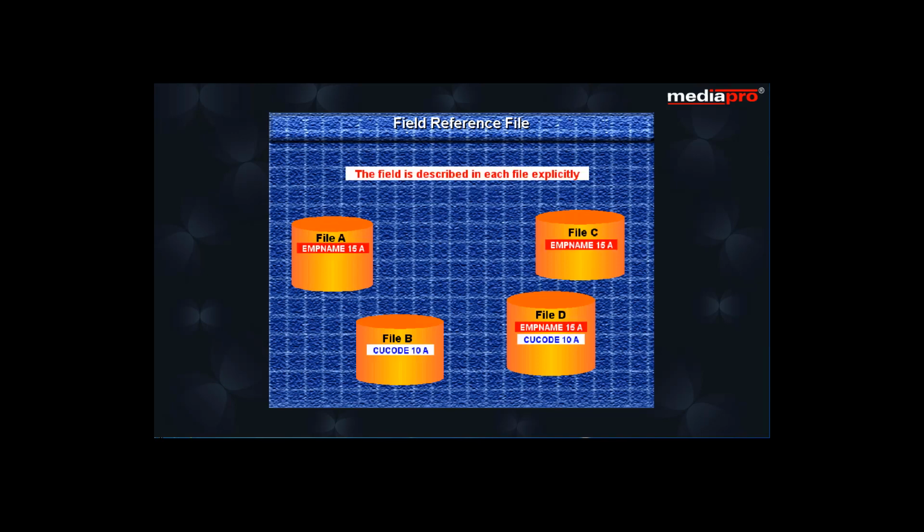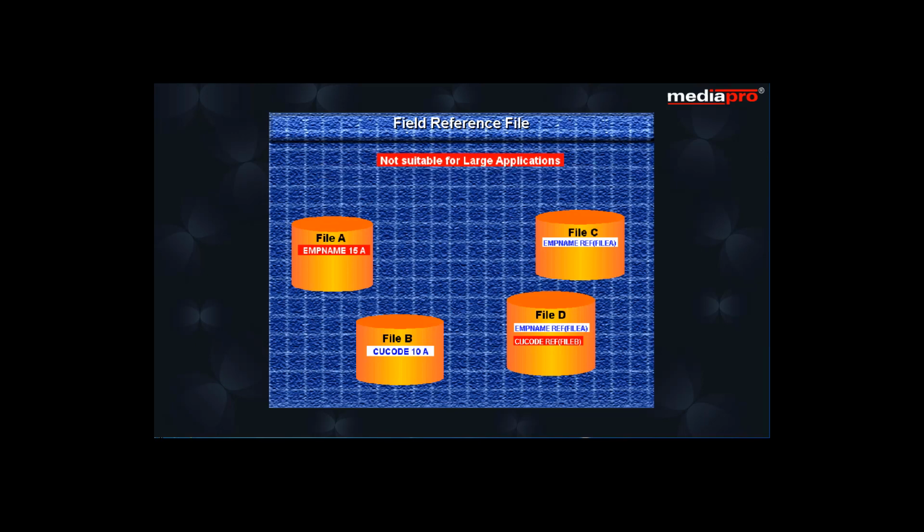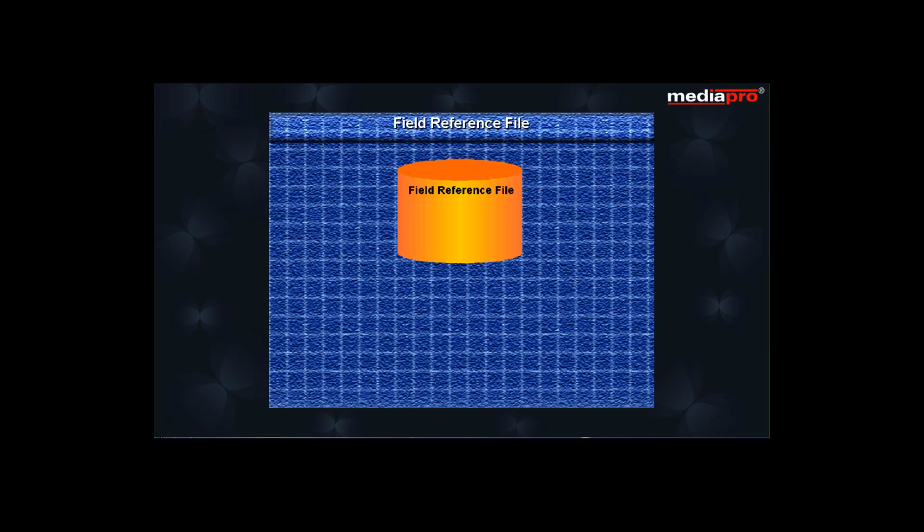Either you code the data description for the field in each and every one of the database files explicitly, or you could code the description for a field in one of the files in which it appears, and then the other files can then refer to this description. In a large application, either method could prove confusing. Field reference files provide a very convenient solution to this problem.